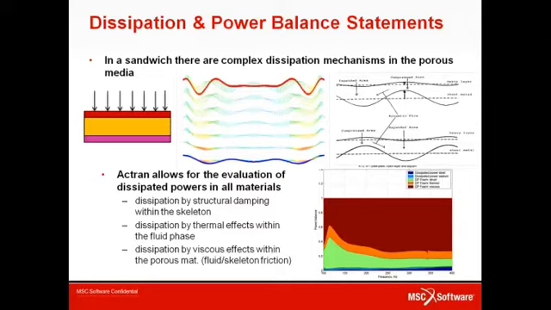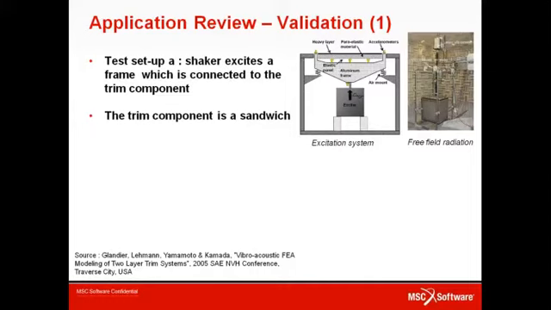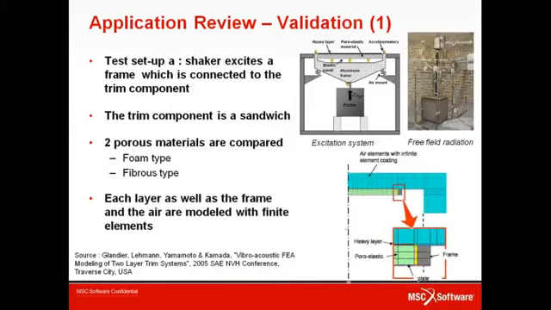The first example concerns the reproduction of a test setup involving a frame connected to a simplified trim component that is a sandwich panel. The frame is excited by the mean of a shaker, and the upper side of the trim is placed in an anechoic room. Two samples of porous materials are compared, a foam material and a fibrous porous medium. The numerical model is made of structural and poro-elastic finite elements to represent the frame and the different layers of the trim component. But it also includes acoustic finite and acoustic infinite elements to represent the free field acoustic conditions.